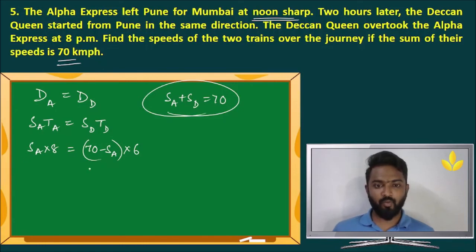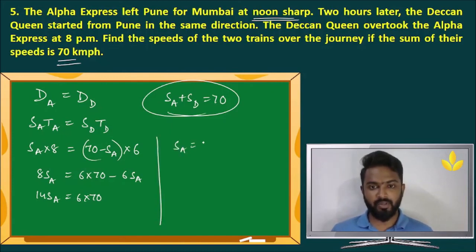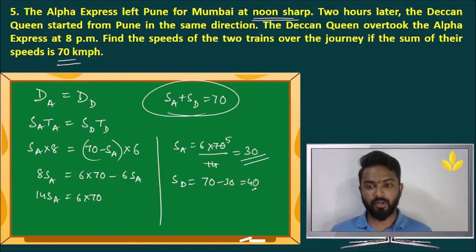Okay, so we have one equation and one unknown now. Let's find it out. We have 8 SA equals 6 into 70. Let's just write 6 into 70 minus 6 into SA. This goes over here. 8 plus 6 is 14 SA equals 6 into 70. So we have SA equals 6 into 70 divided by 14. 14 5s are 70. 6 5s are 30. So the speed of the Alpha Express is 30 km per hour. Speed of the Deccan Queen will obviously be 70 minus 30, that is 40 km per hour. 30 and 40. Those are the answers.